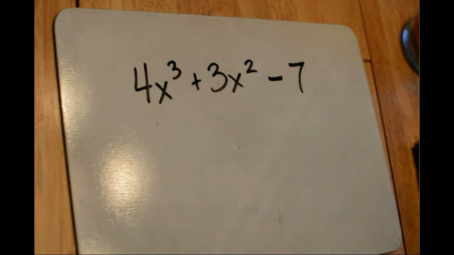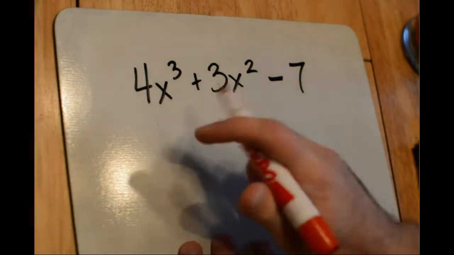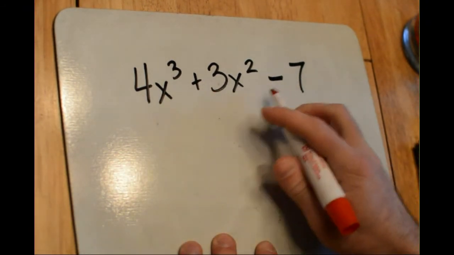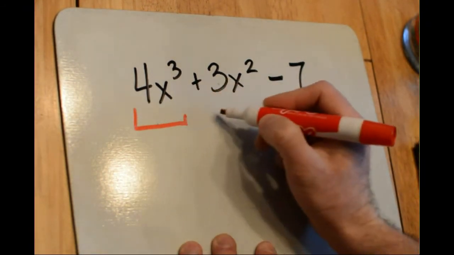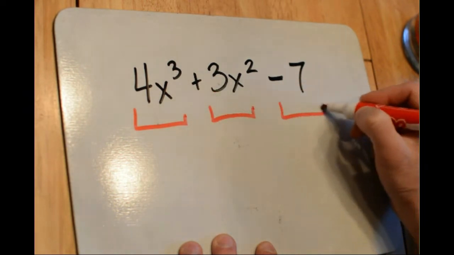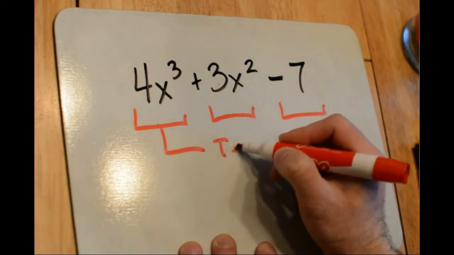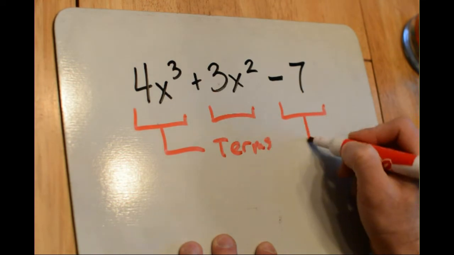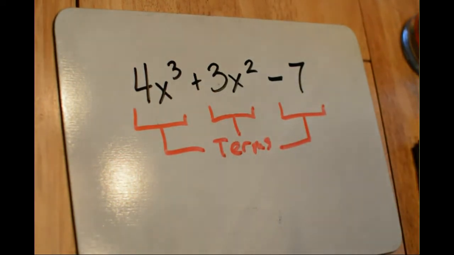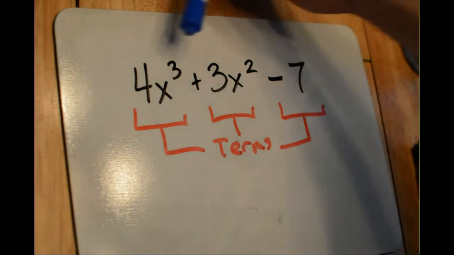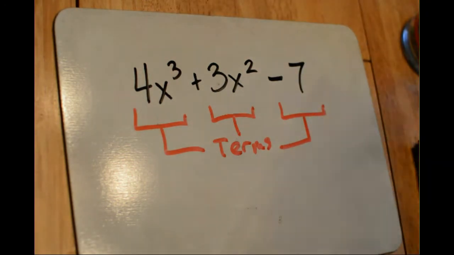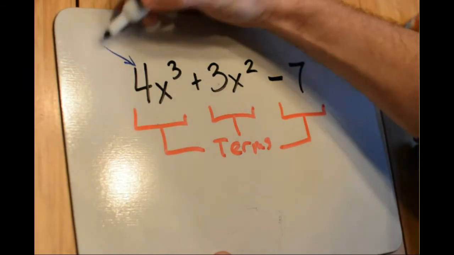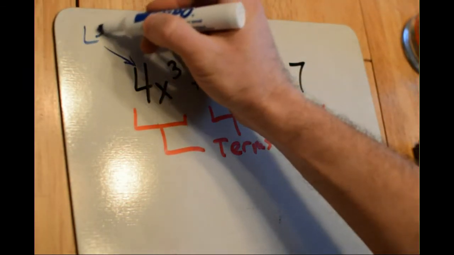So here's an example of a polynomial, and I want to break this down into its different parts. Each of these parts that is separated by addition or subtraction is called a term. So this polynomial has 3 terms. When the polynomial is written in order with the powers going from largest to smallest, like this one is, then the first coefficient is called the leading coefficient.